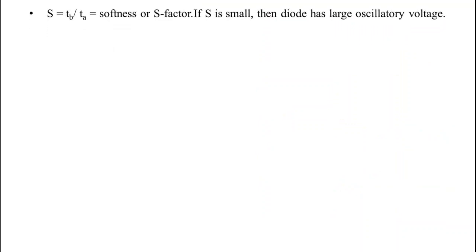Now please note this important point, that is softness factor. Softness factor is equal to TB by TA. If softness factor S is equal to 1, then the diode is called a soft recovery diode. If S is less than 1, then the diode is a snappy recovery or fast recovery diode.